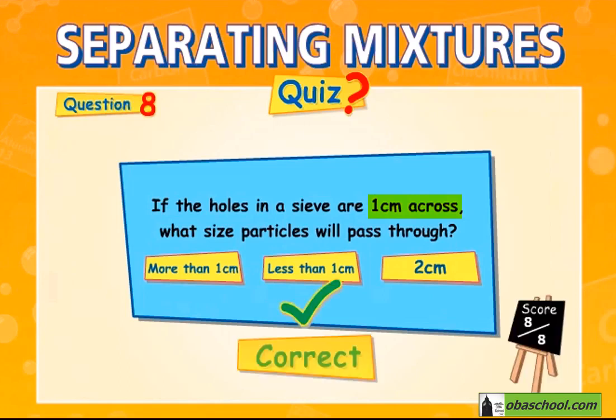Another correct answer. Less than 1 centimeter particles will be able to pass through the holes that are 1 centimeter across. However, particles that are more than 1 centimeter, 2 centimeters, 3 centimeters, they cannot pass through those holes because they are considered big particles.